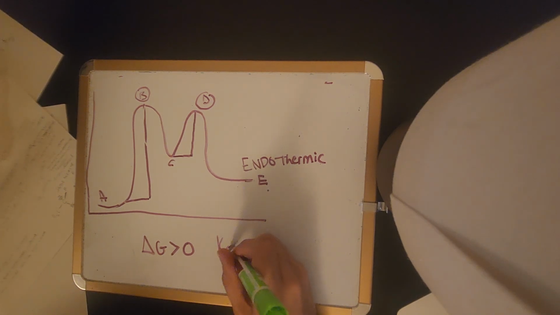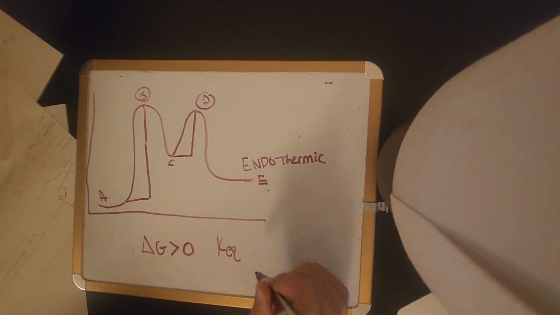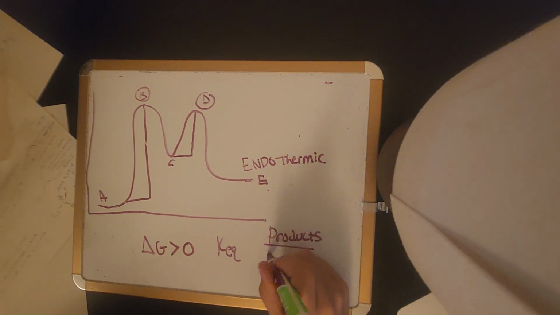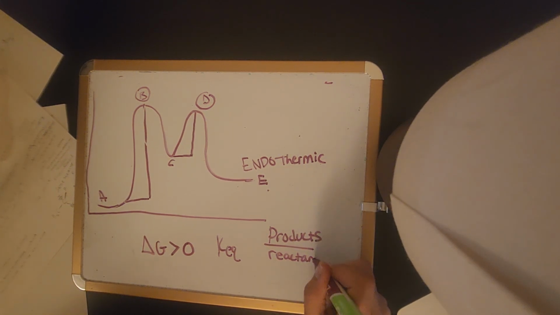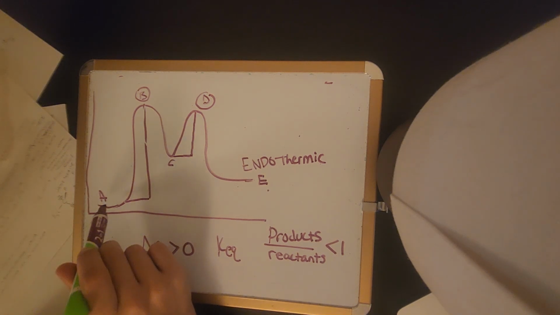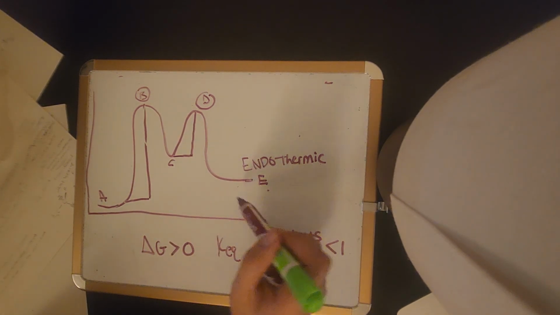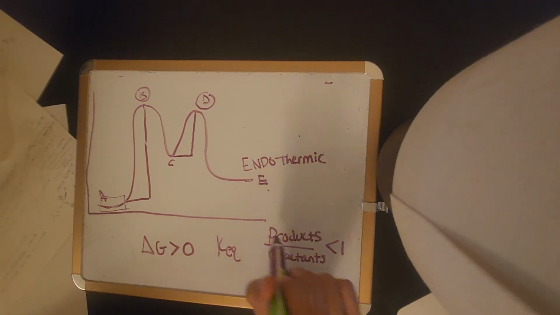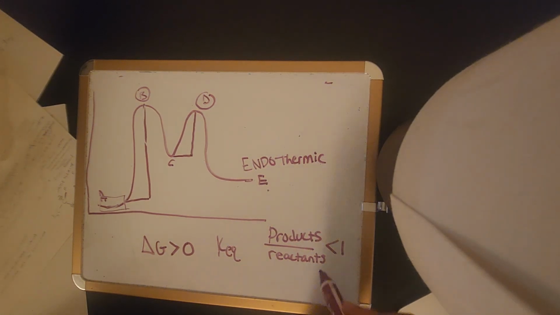The KEQ, which represents the products over reactants, in this case is going to be less than 1. The reason being is molecules prefer to be in their lower energy states. Therefore, the lower energy states being the reactants in this case, rather than the products, means that there will be less products than reactants, making this a fraction which is going to be less than 1.